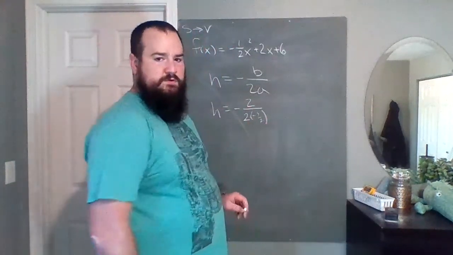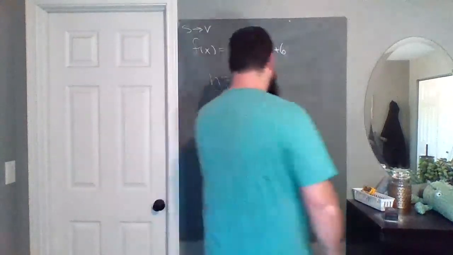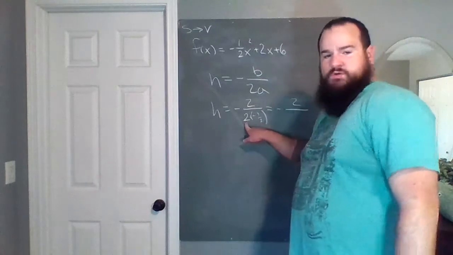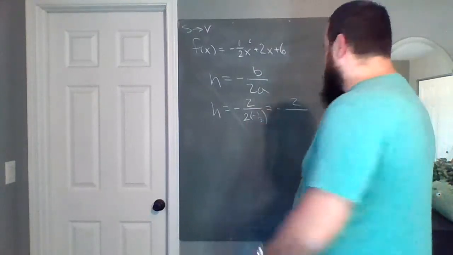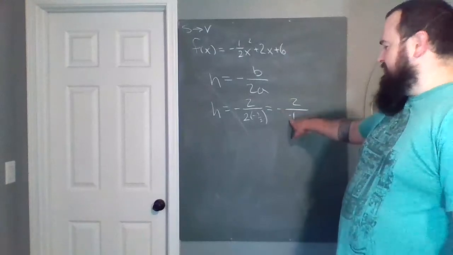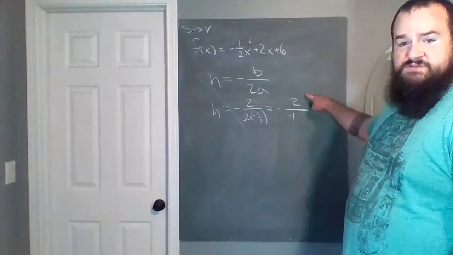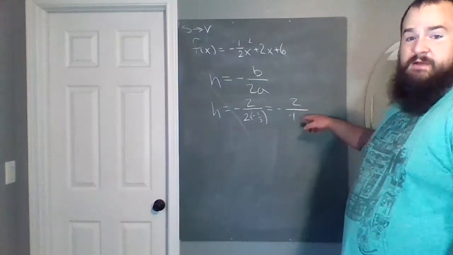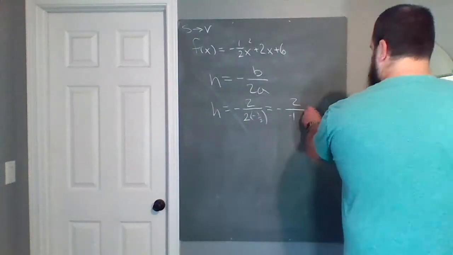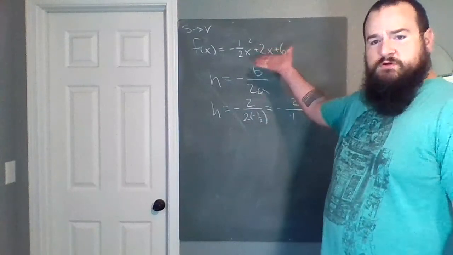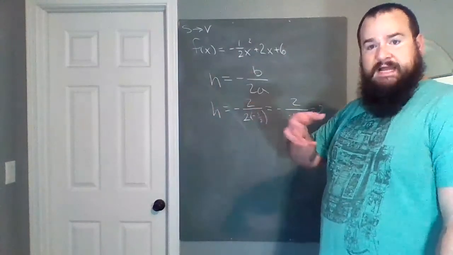Okay, we're going to do a little magic here. Two times negative 1/2 is just negative 1. So I have negative, negative, so those two negatives make it positive. We're left with 2 divided by 1. 2 divided by 1 is 2. So our h is 2, which makes sense because we knew we were shooting for that x minus 2 squared.